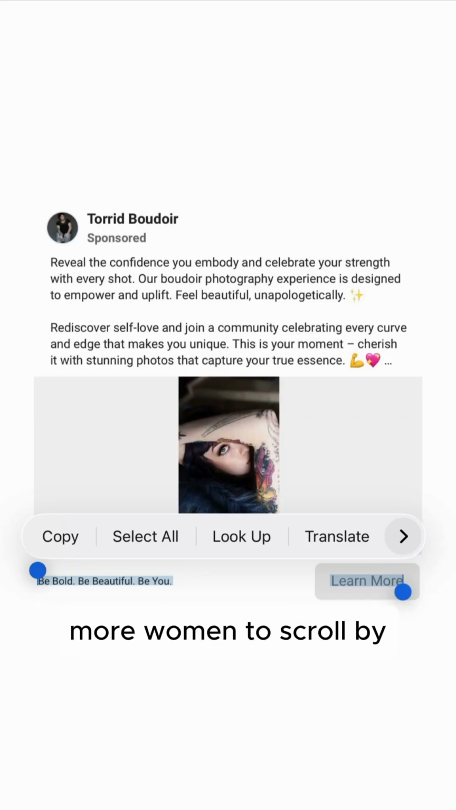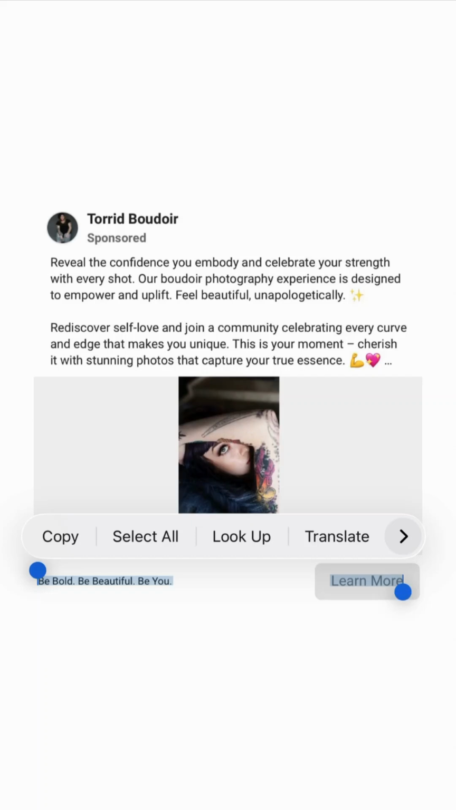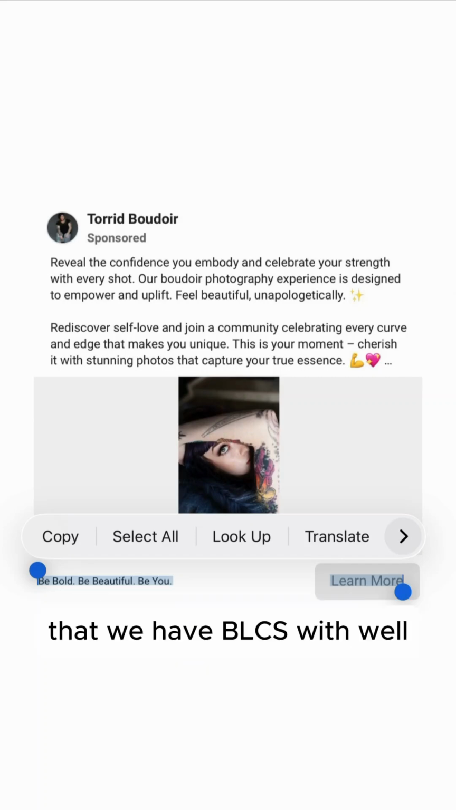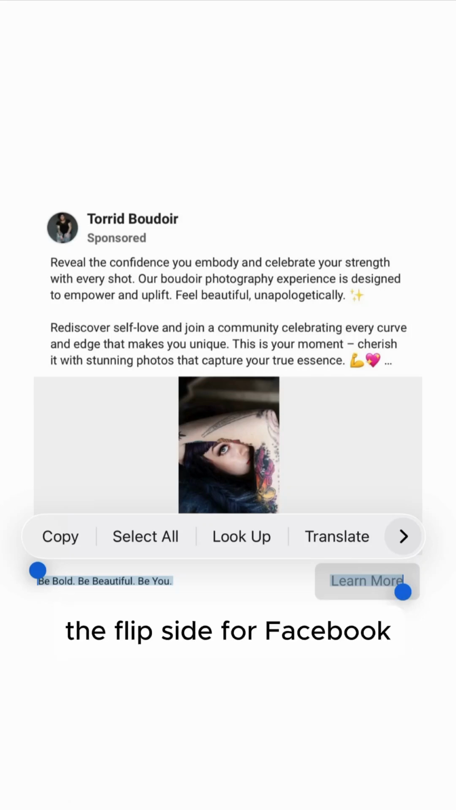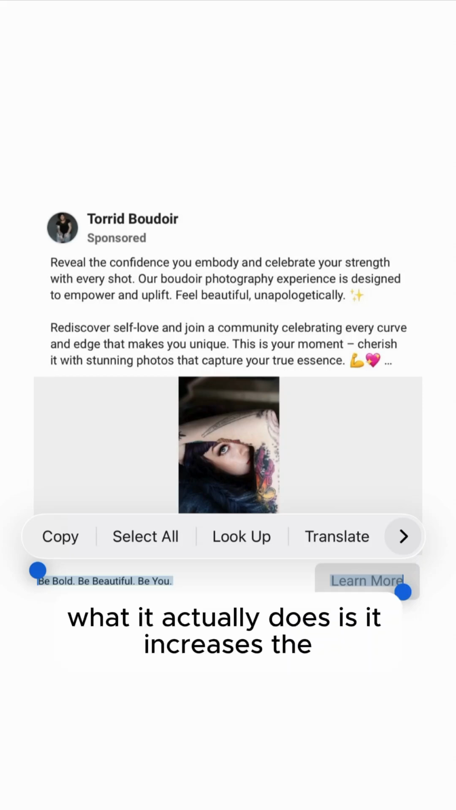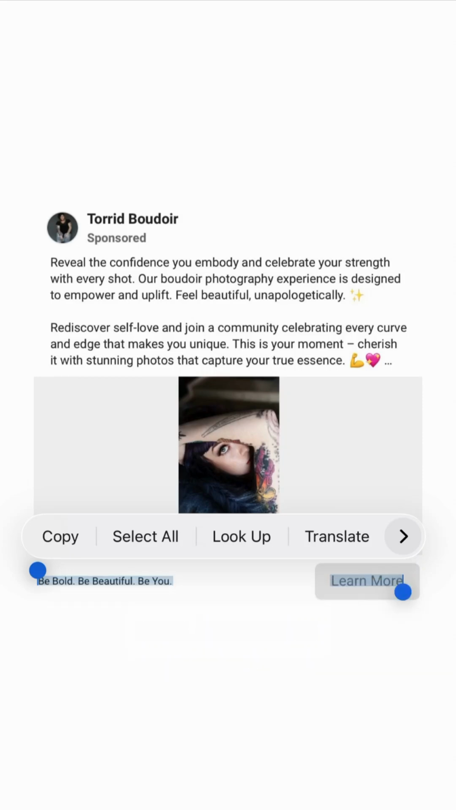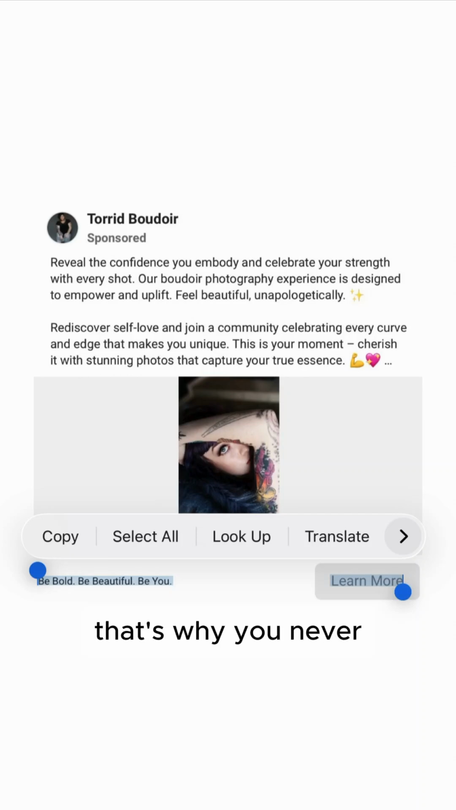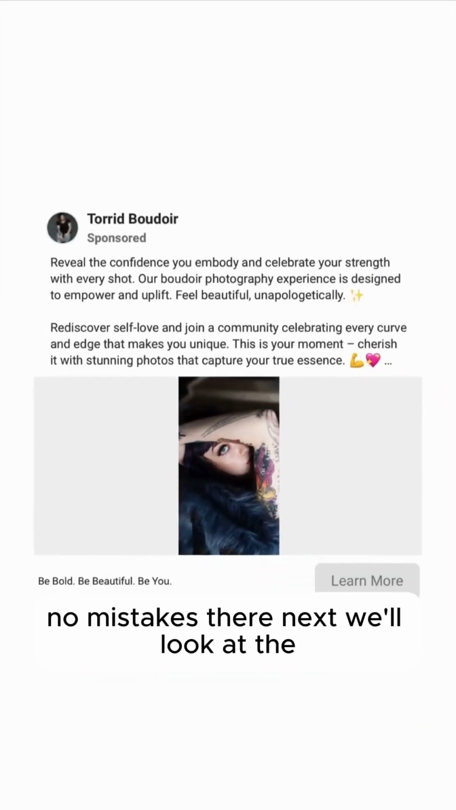It causes way more women to scroll by our Boudoir Facebook ads than normal, and it actually pulls our unique CTRL under 6% and increases the probability that we have BLCS, Boudoir low click syndrome. And on the flip side for Facebook, more women scrolling by our ads per unit time increases the amount of ads Facebook can serve per unit time, making Facebook more money per unit time. That's why you never ever listen to anything Facebook recommends. Are we looking at the creative? All right, fine, no mistakes there.